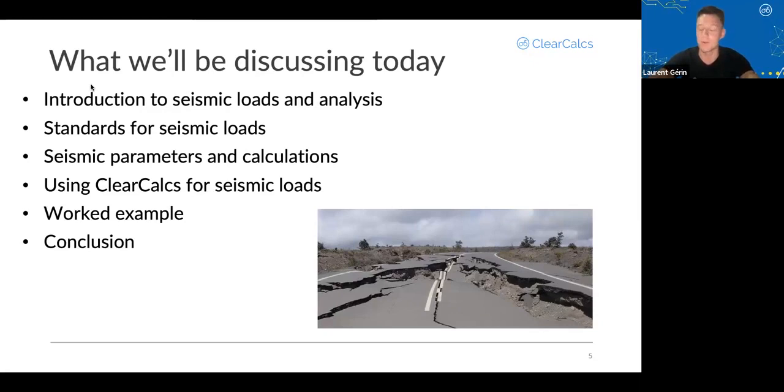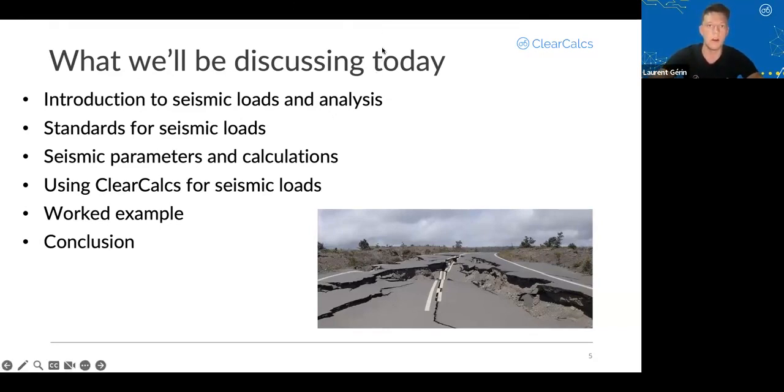What we're going to do is focus more on the residential side, on small scale structures, what that might look like on a typical low rise project. We're not going to dive into the mechanics of how earthquakes happen or how they affect, say, skyscrapers. You're not going to hear us talk about tuned mass dampers or anything like that today. We're going to keep it simple. But that said, I'm hoping that everybody is going to come out of this with something new that they learned about earthquakes, and hopefully some idea about how ClearCalcs can help you calculate those seismic loads and design for them in your project.